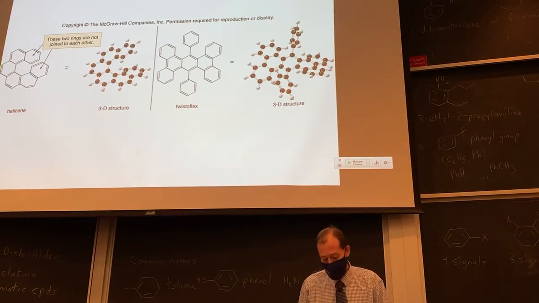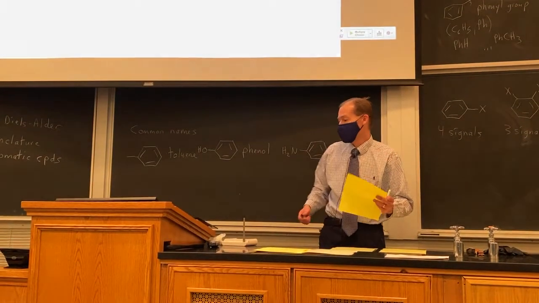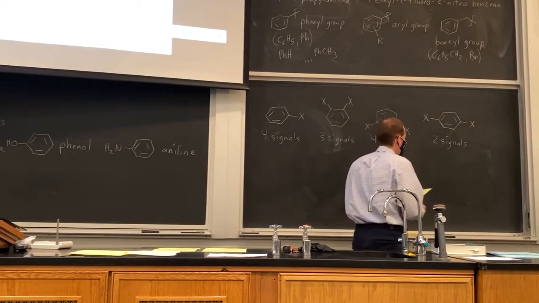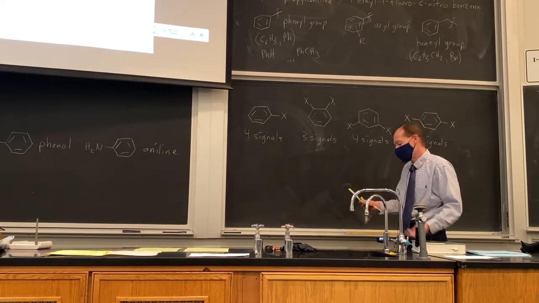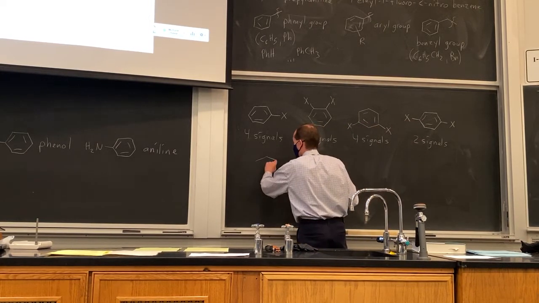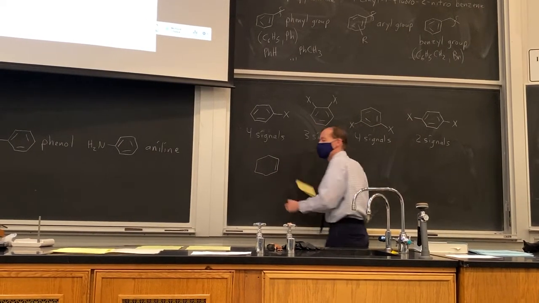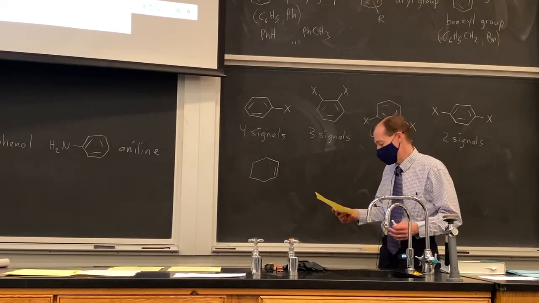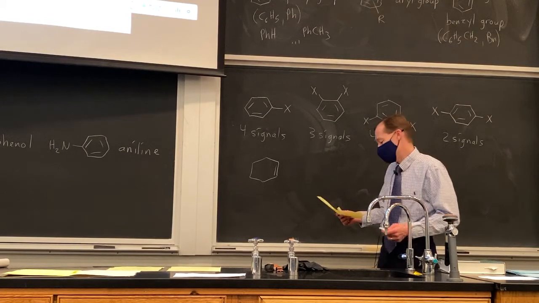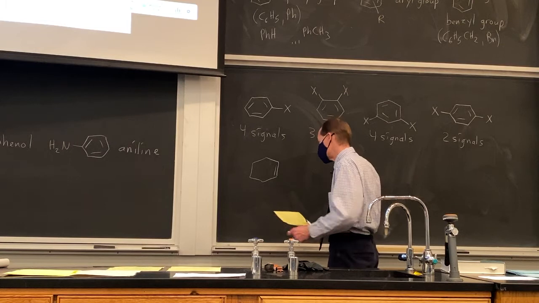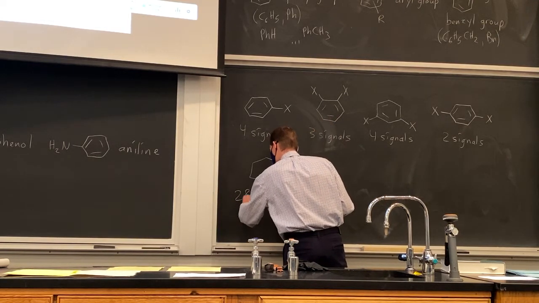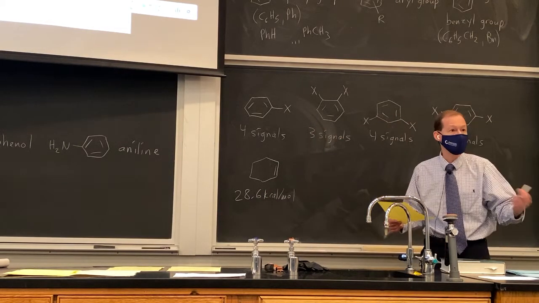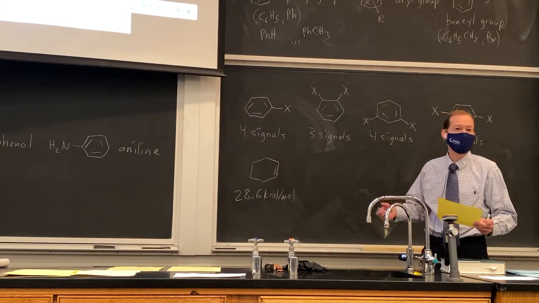Okay, so let's talk now more about the special stability that benzene and benzene derivatives exhibit. And we're going to look at heats of hydrogenation. We learned last semester that hydrogenation reactions are exothermic, and we can measure the heat that's given off by hydrogenation, and we can compare heats of hydrogenation to determine relative stabilities. So cyclohexene has a heat of hydrogenation of 28.6 kilocalories per mole. That's how much energy is given off when you reduce this to cyclohexane.